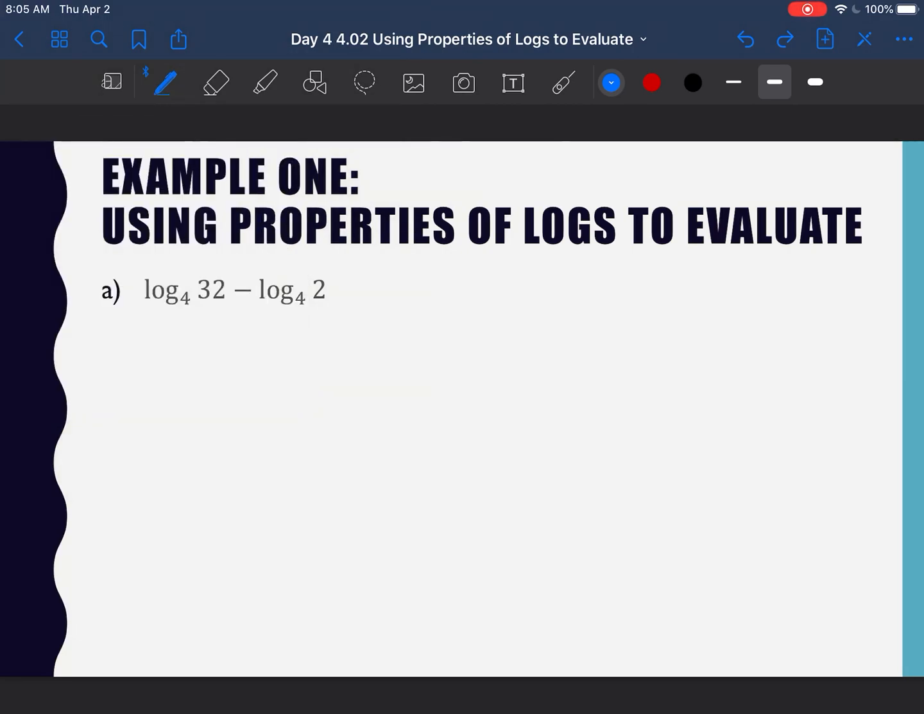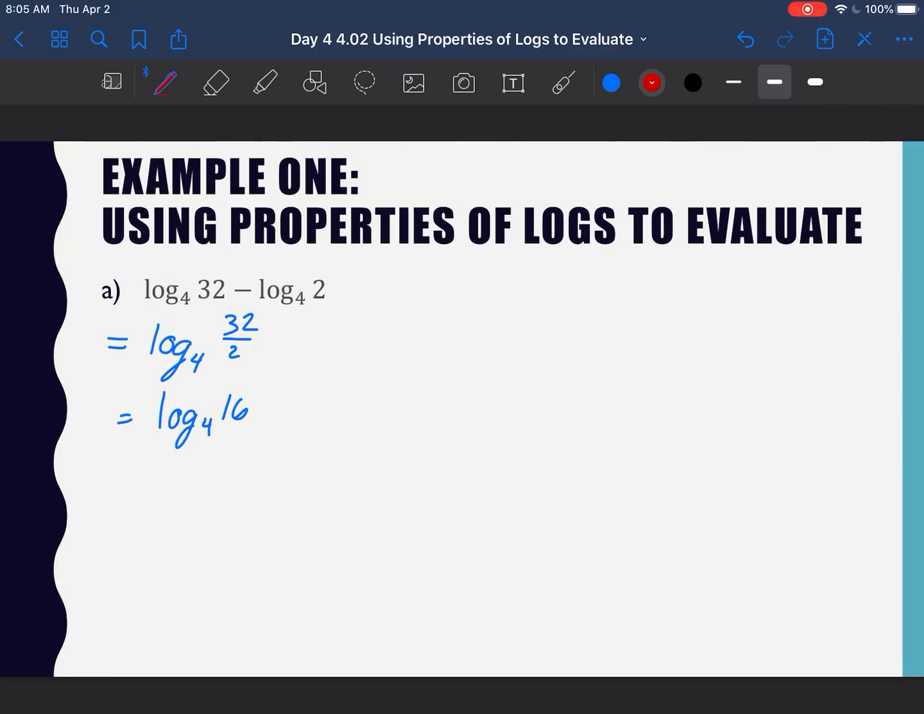And so this would be log 4, and then because it's subtraction right here, because of the minus, that means we need to do what? We need to divide. So you're going to take the 32 and the 2 and divide those. As always, simplify the fractions if possible. So this would be log 4, and 32 over 2 is just 16.